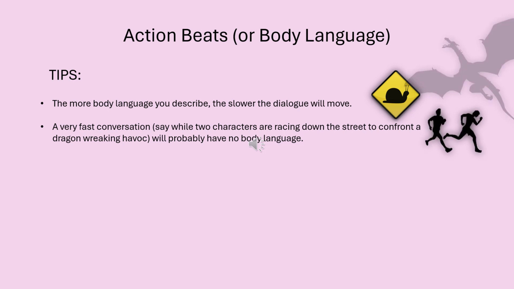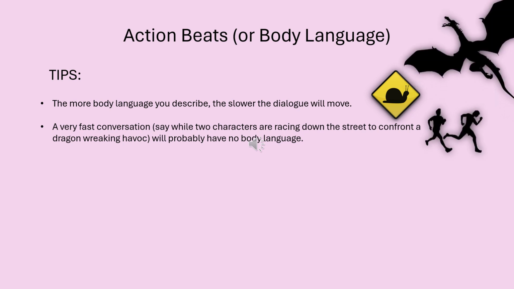A very fast conversation, say, while two characters are racing down the street to confront a dragon wreaking havoc, will probably have no body language. I am pulling this example not from thin air, but from the book Guards! Guards! by Terry Pratchett, who we will talk about later, where he's actually describing two characters racing down the street to confront a dragon wreaking havoc. And it is a very fast scene because the characters are running and they're yelling at each other. And he actually uses no body language, no action beats, and no dialogue tags.